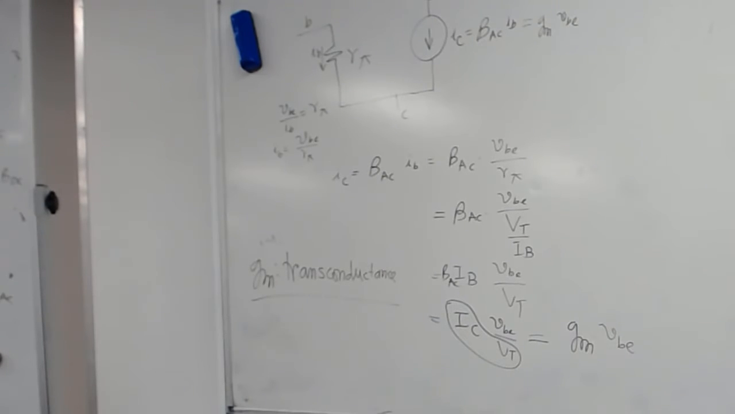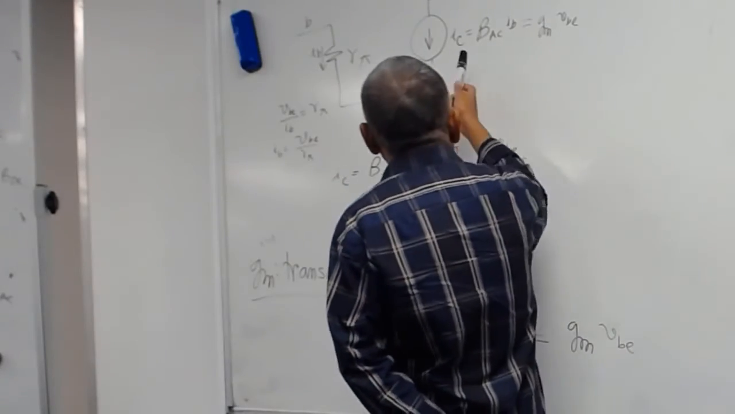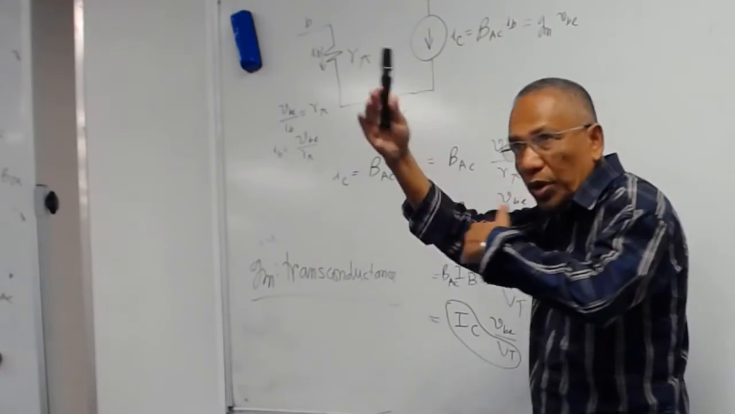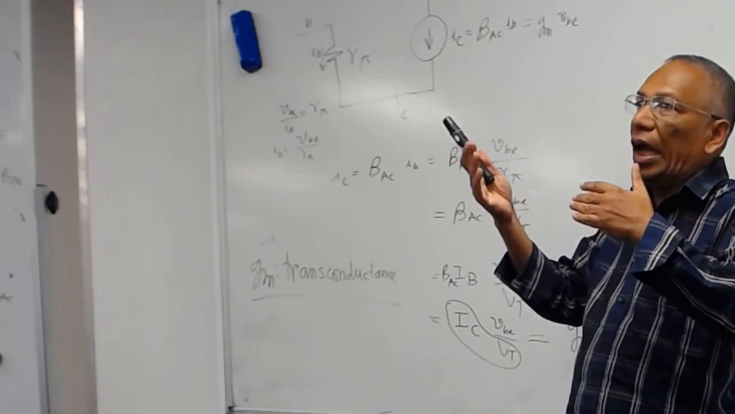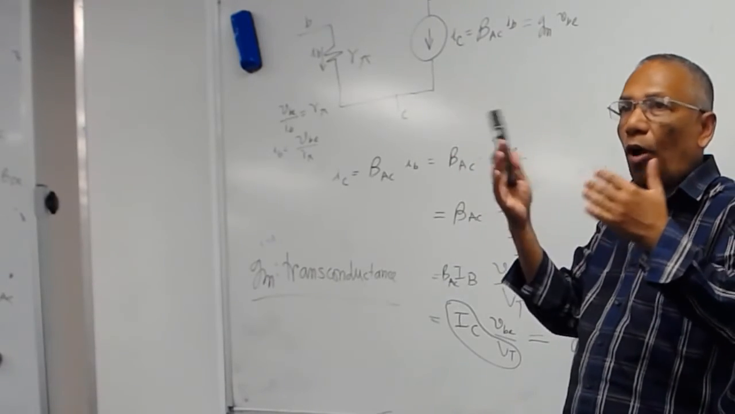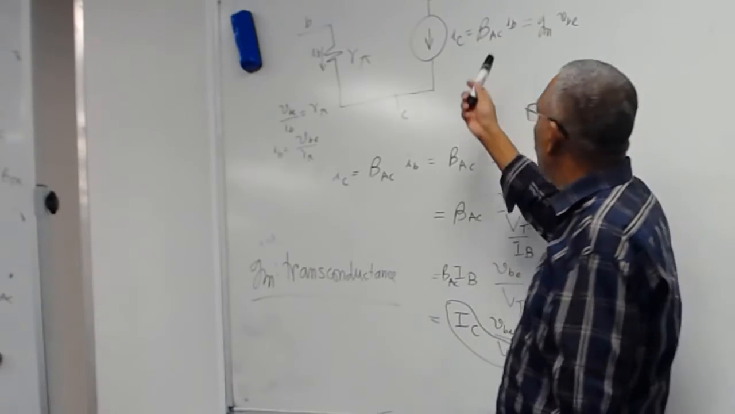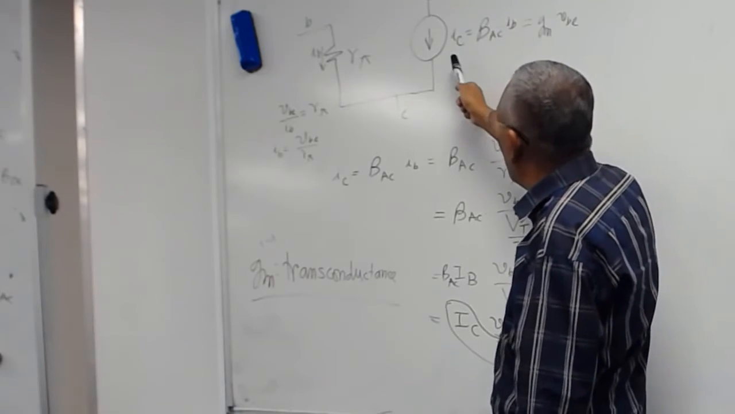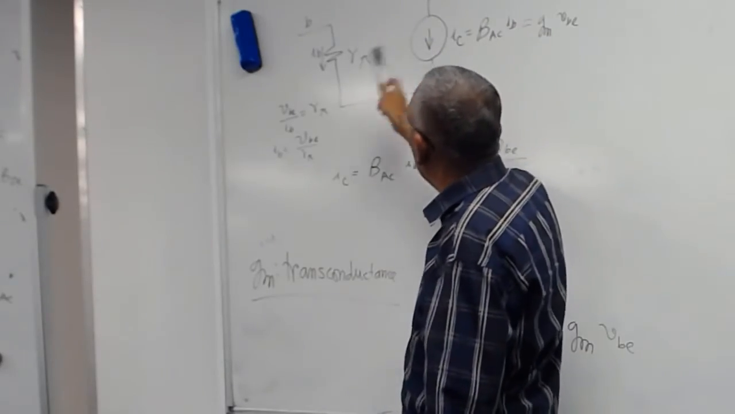Conductance means there's a relation between current and voltage. So it makes sense. There's a relation between current and voltage. The current is here, the voltage is here. Conductance is a relation between, like a resistance. Resistance is a relation between voltage and current. Conductance is the opposite of resistance, also a relation between voltage and current. So IC equal to gm VBE is a relation between a current IC and a voltage VBE. Current is here and VBE is here.